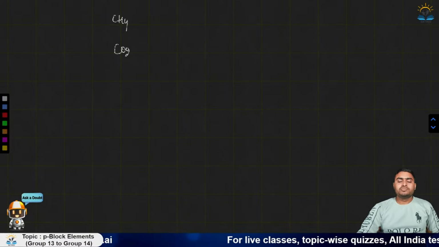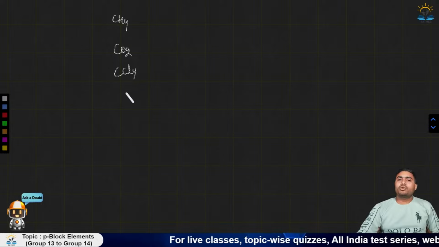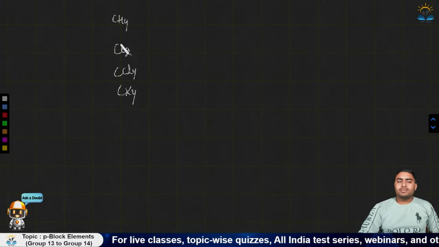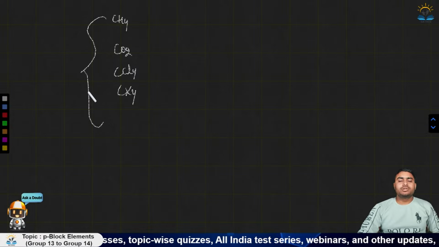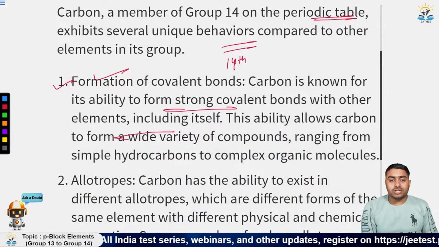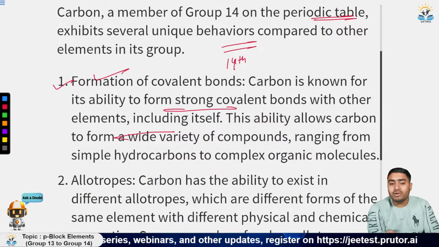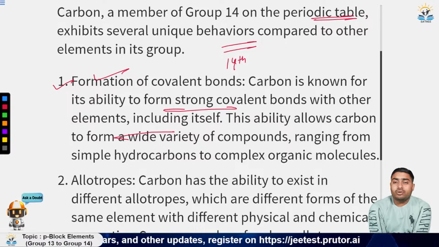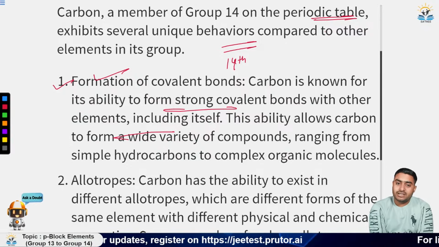Covalent compounds, so these are covalent compounds. So carbon can form covalent compounds. It can form covalent bonds. It is known for its ability to form strong covalent bonds with other elements, including itself.